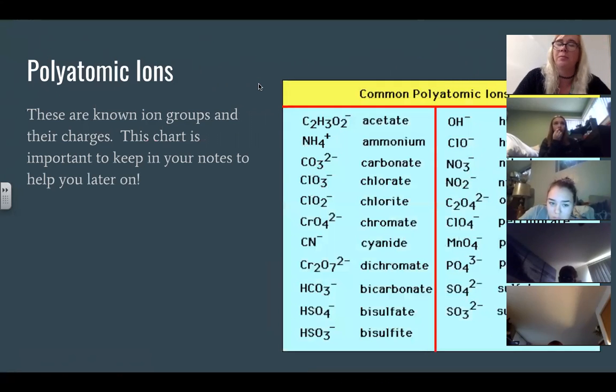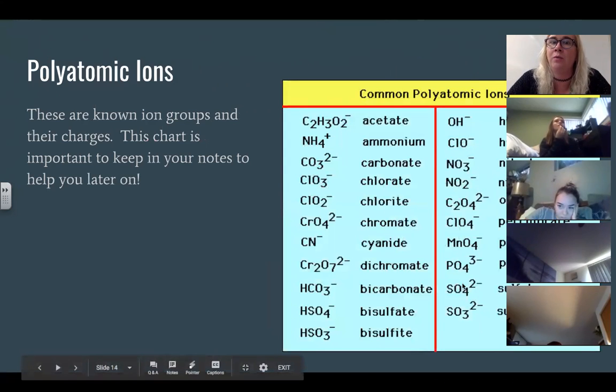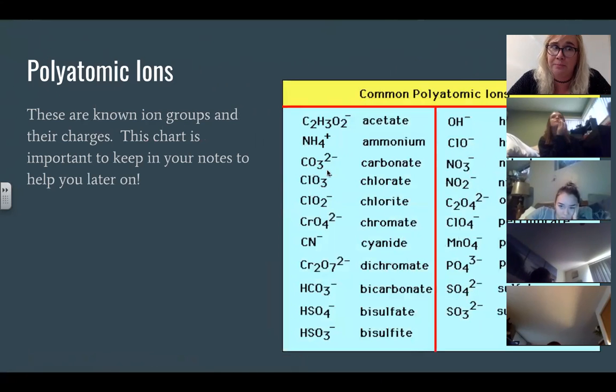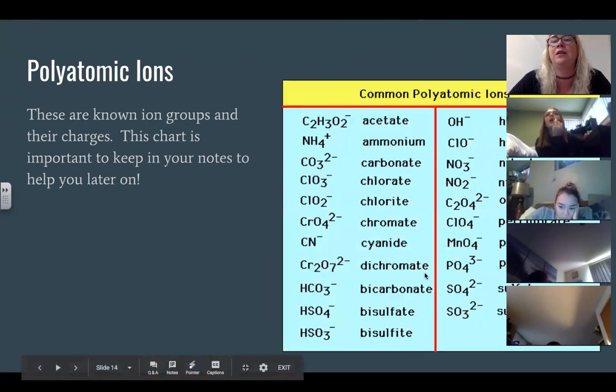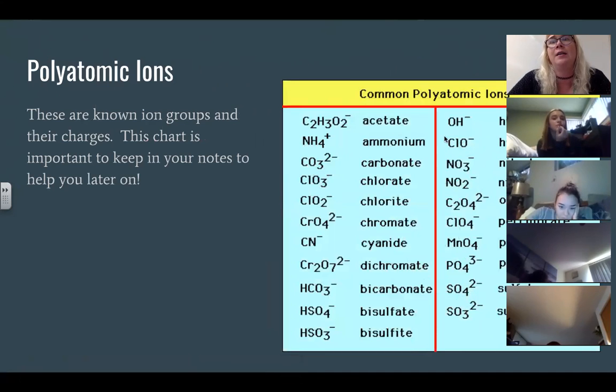Another important component to bonds and molecules and naming molecules is these polyatomic ions. These are known ion groups that already have a charge that sort of act as one thing. So some of them that you might have seen already would be like SO4, SO3, CO3, right? Sometimes you'll see these polyatomic ions and they can be a little confusing if you think about them as separate elements versus as a group.